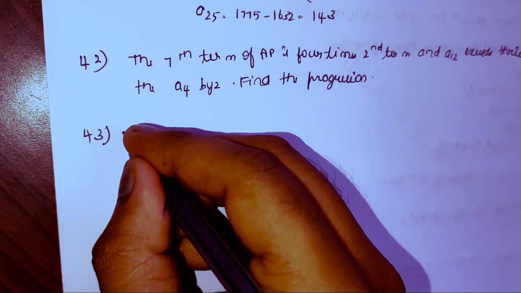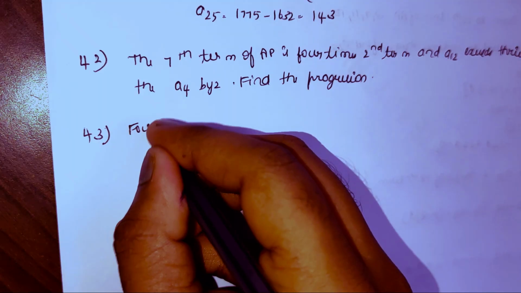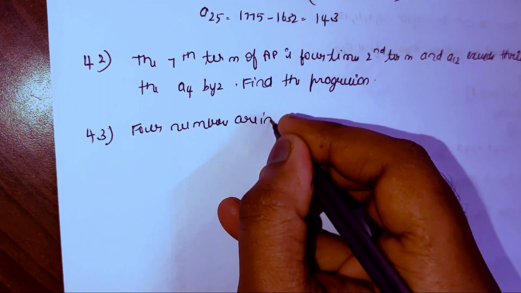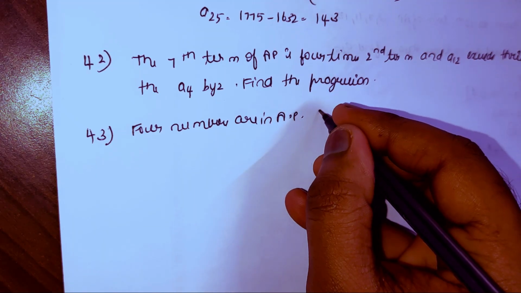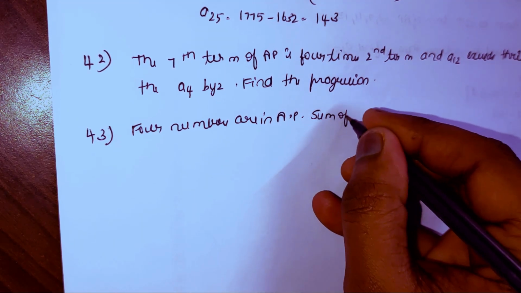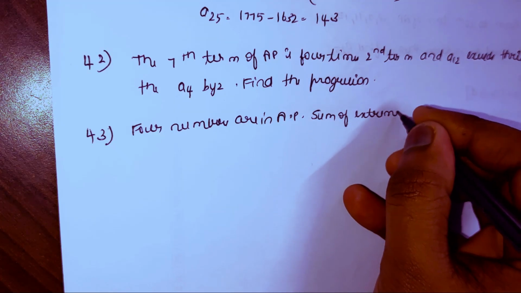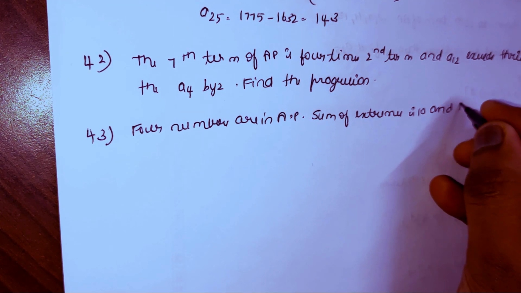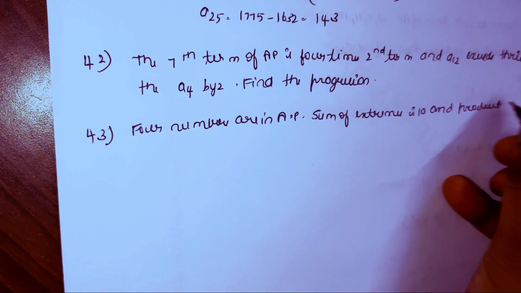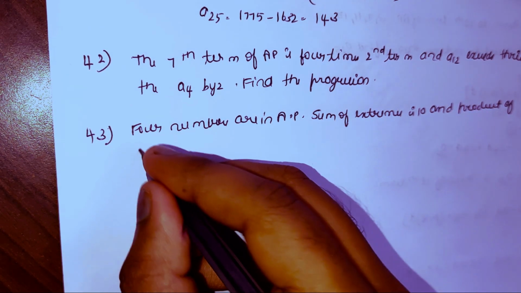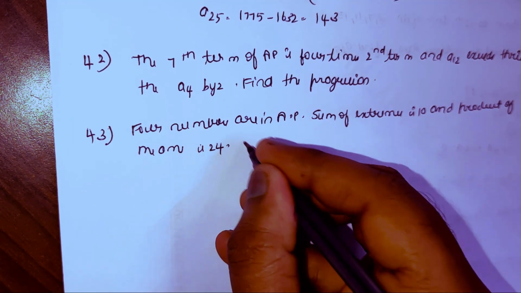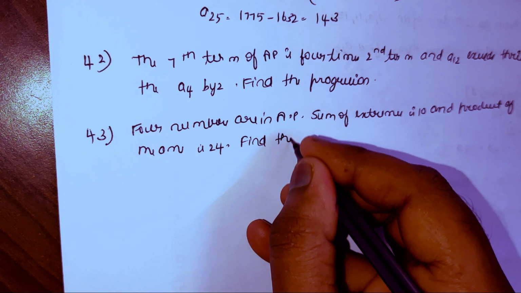Third question. These are 4 mark questions. 4 numbers are in AP. Sum of extremes is 10 and product of means is 24. Find the numbers.